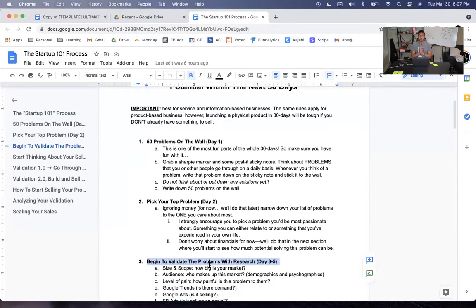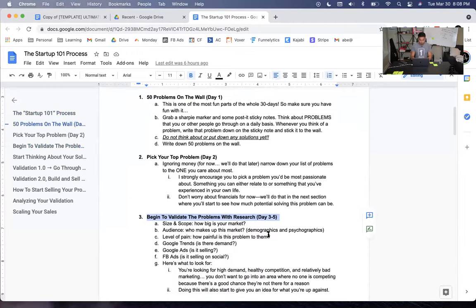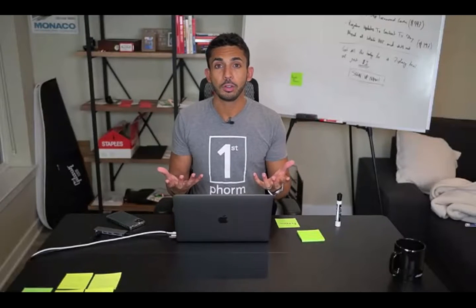There are 2 different ways to validate problems. If you're looking at all of these, right now I want you to look at the first 3 right over here: size and scope, audience, level of pain. The size and the scope is how many people are struggling with the problem that you picked. I'm holding eczema right now, so I'll go through an eczema example with you guys.